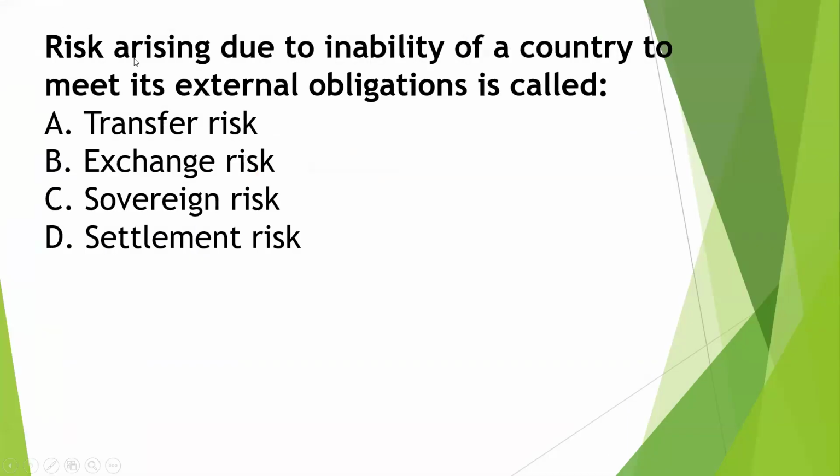Okay, next is risk arising due to inability of a country to meet its external obligation is called. So whatever the risk is arising due to inability of a country, if a country is not able to pay, like they have the inability to meet external obligation. Okay, so what will the risk be called? Transfer risk, exchange risk, sovereign risk, settlement risk. Let's see the right answer. Correct answer is C, sovereign risk.